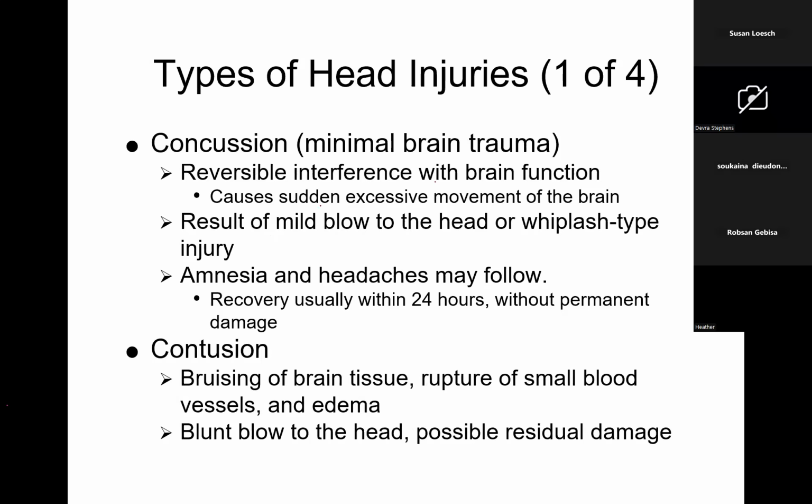Types of head injuries are going to be concussion, which is a mild traumatic brain injury. It's typically reversible. This is from some mild strike or blow to the head that causes excessive movement of the brain. It disrupts the neurological function. It could lead to a loss of consciousness.